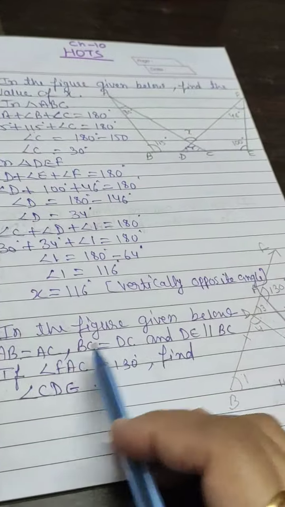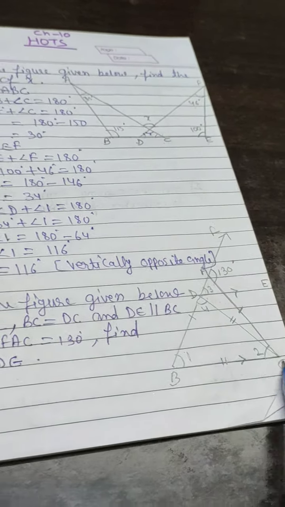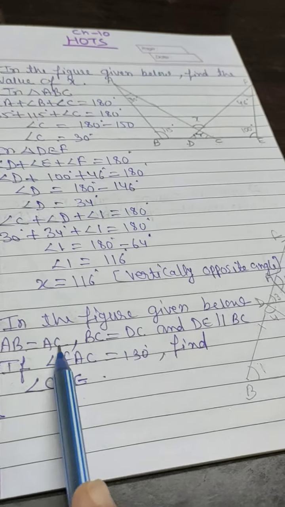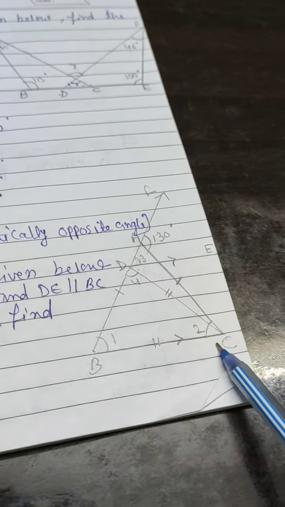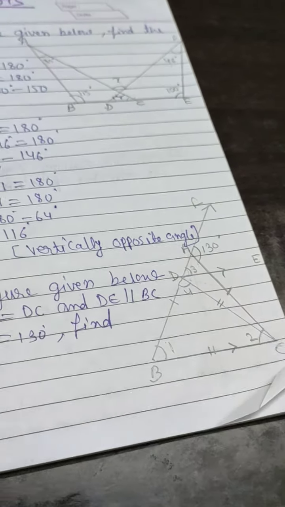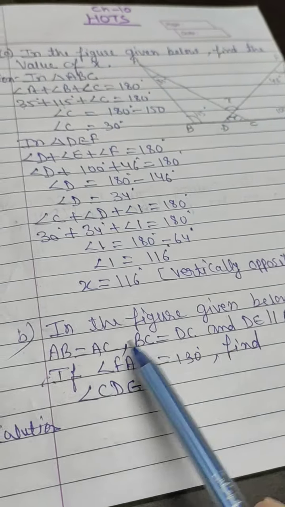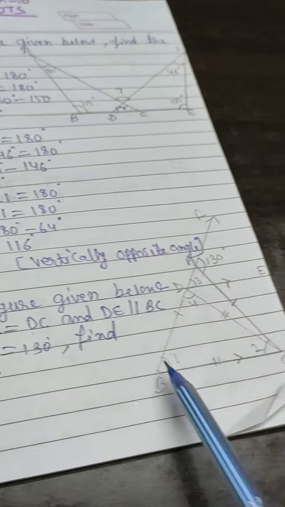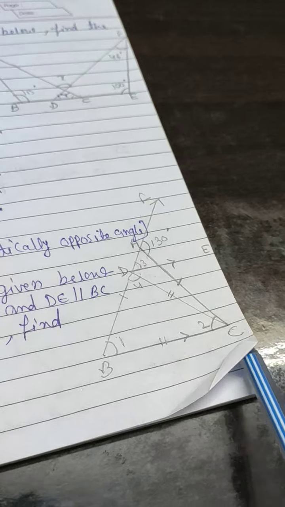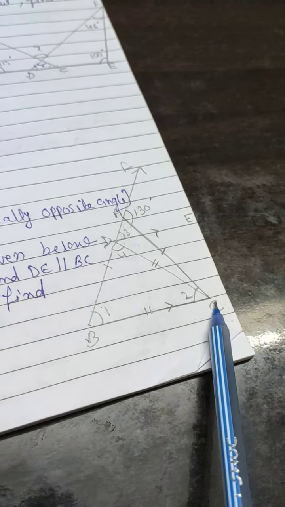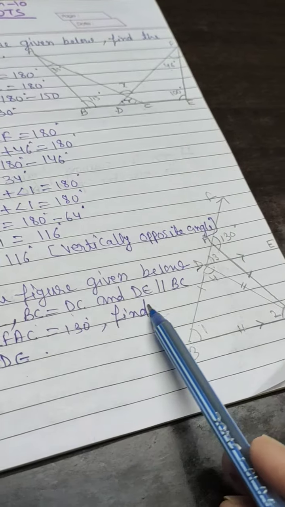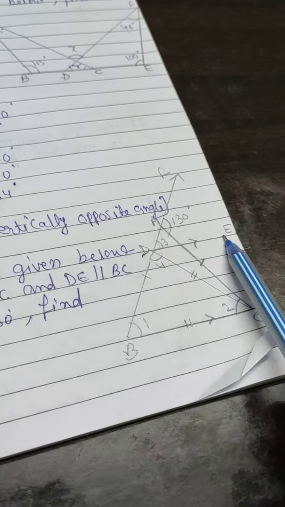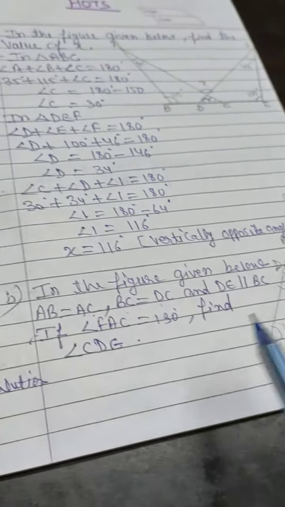Now part B. In the figure given here, AB is equal to AC, and BC is equal to DC. And DE is parallel to BC. DE and BC are two parallel lines.